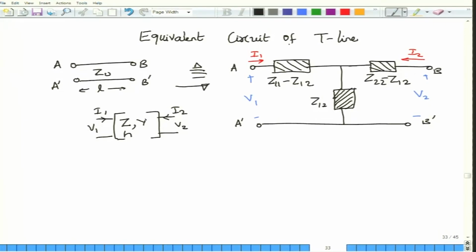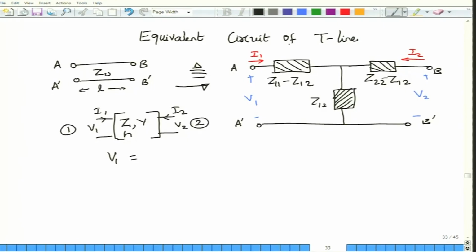So, if I want to find out a Z parameter circuit for this, I need to relate the voltages on one side. So, I will have to write down the voltage that I am seeing from port 1 here. So, this is port 1, this is port 2.